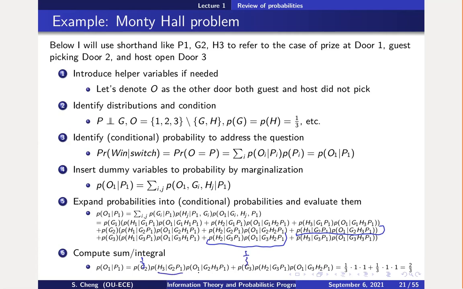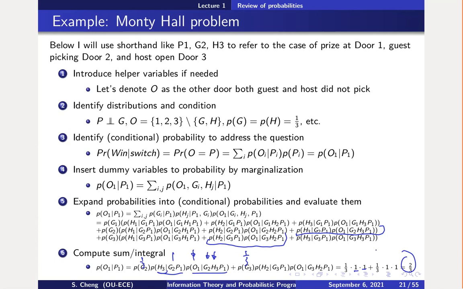And this is just 1 and 1, because if the guest picks the second door and the prize is at the first door, the host has no choice but to pick the third door, the last door. And here too, if the guest picks the second door and the host picks the third door, then the other door has to be the first door. Therefore, this would be just 1 and 1. And it's the same for these two other cases as well. So therefore, I finally got 2/3.